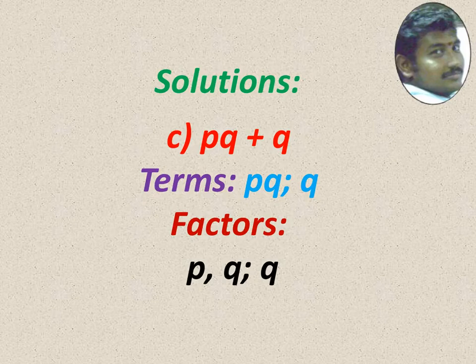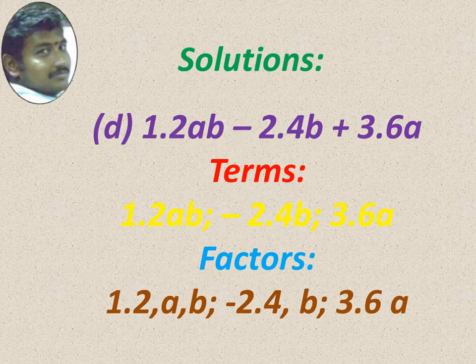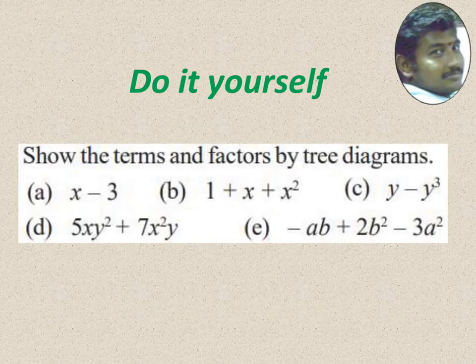Next you see pq plus q. The terms are pq and q. The factors for the first term are p and q. The factor for the second term is just q. So the factors are p, q and q. See the next one: 1.2ab minus 2.4b plus 3.6a. There are three terms: 1.2ab, minus 2.4b, and 3.6a. The factors for the first term are 1.2, a, b, for the second term minus 2.4 and b, and so on.